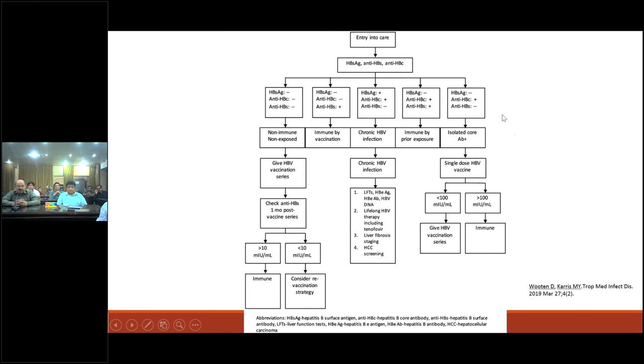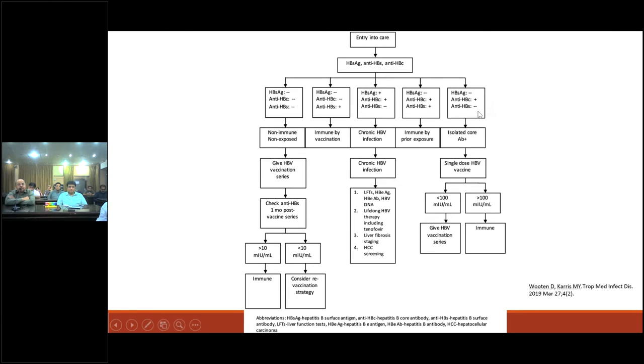Another scenario would be if the surface antigen is negative, the total core antibody is negative, and the surface antibody is positive. This means that the person is immune to hepatitis B through vaccination.